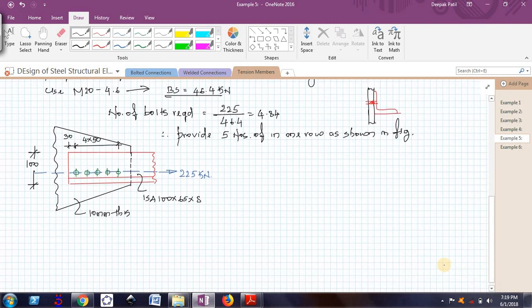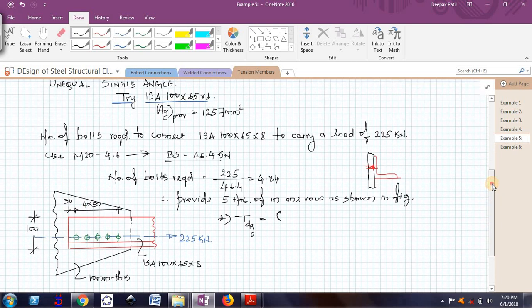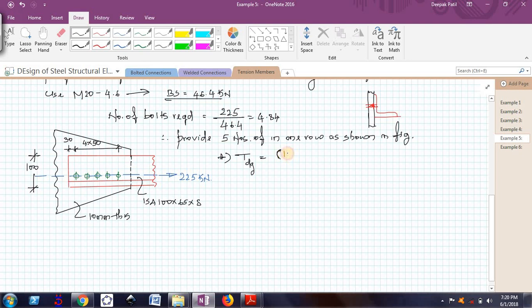Now we should once again go back to our previous types of calculation. First I need to find TDG. TDG is equal to AG. AG is actually the gross cross-sectional area of the angle, which we know is 1257. 1257 multiplied by yield strength Fy, divided by gamma m0, which is 1.1. So this will obviously pass, but still we need to do that calculation and show it.